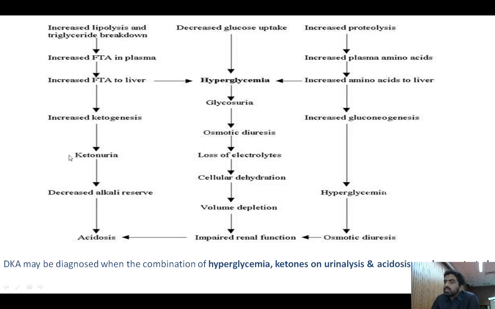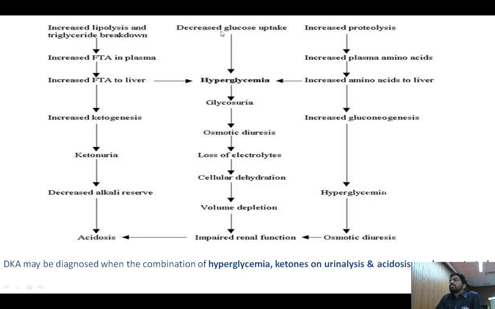And because ketonuria is happening, the body will try to buffer these ketone bodies with the help of bicarbonate. And bicarbonate is the alkali reserve. So the bicarbonate will deplete. Alkali reserve will deplete in the body, leading to acidosis. So because of this ketonuria, acidosis is happening.